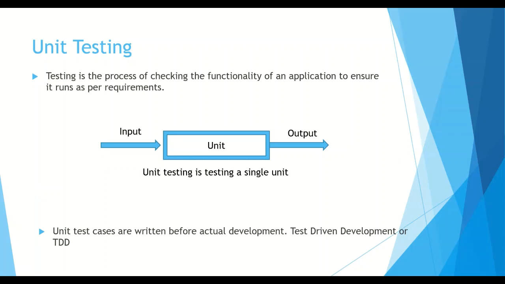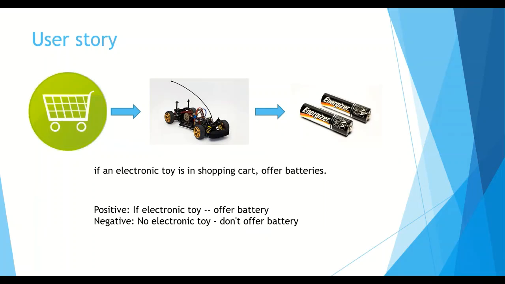So let me explain with a small example. Now let's take a user story. If an electronic item is in your cart, then you should offer a battery. That pop-up should come to the store manager or the person standing at the billing desk. Now with this requirement in place, a test engineer can see minimum two test cases here. You can actually visualize 4 or 5, but two are minimum.